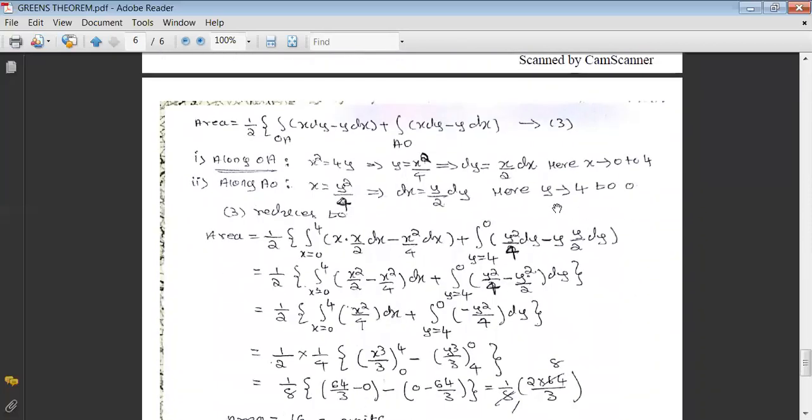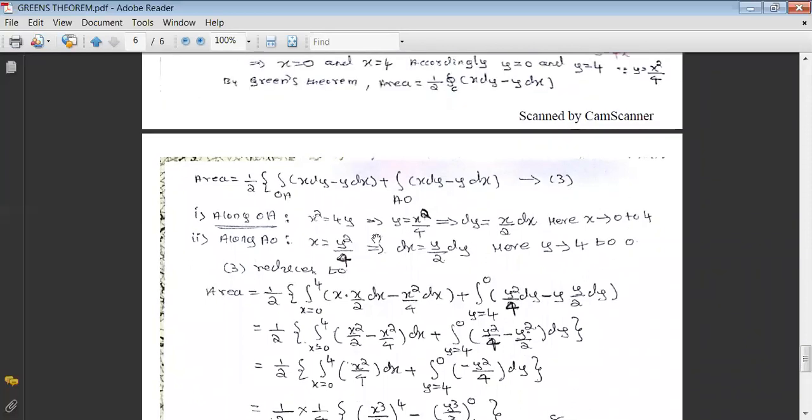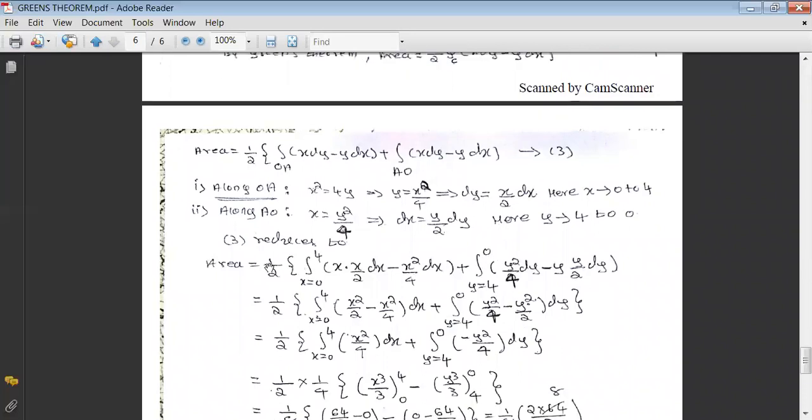That's why we have written y varies from 4 to 0. Now, using this equation, 3 reduces to 1 by 2 times, x varies from 0 to 4. Therefore, x as it is.